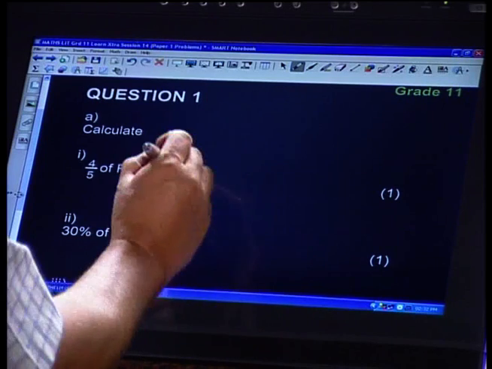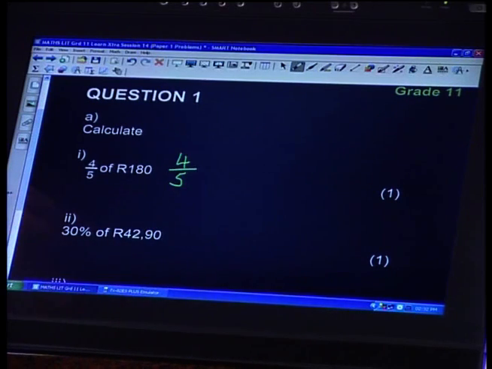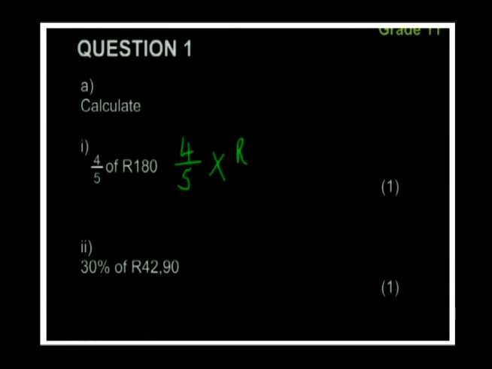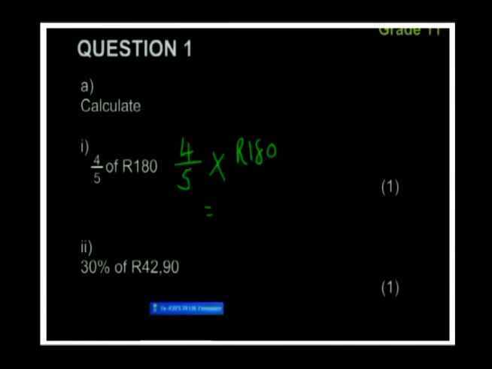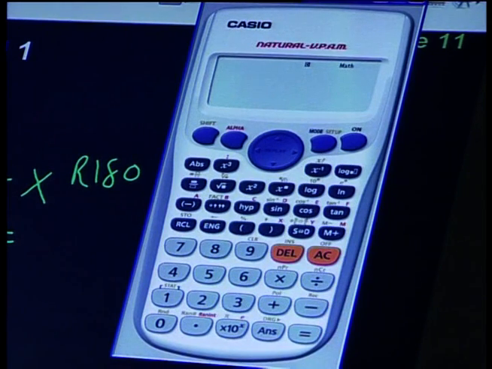So let's do that. I'm going to say 4/5. Now, what's the mathematical term for the word "of"? It's times. So 4/5 of 180 Rand equals. Now, let's use our calculator. And guys, use the calculator. Your parents have paid a lot of money for that calculator. They're going to get annoyed if you don't use it.